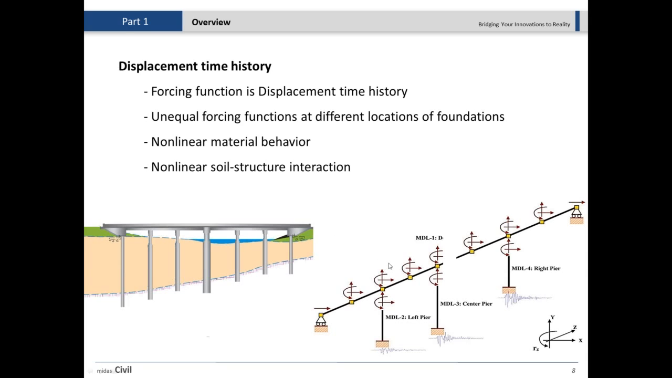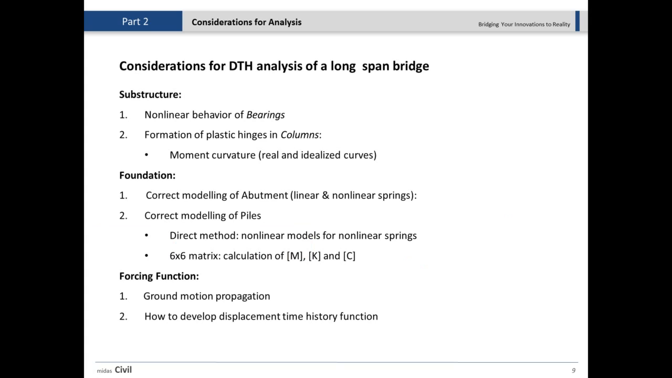Now in this slide you see that we have different forcing functions, and a unique forcing function at different locations of the foundations. We're going to define the nonlinearity for material and the nonlinearity for soil structure interaction. All right, so what considerations do we need for the displacement time history of a long bridge? I'll put it in 3 parts: the substructure, the foundation itself, and finally the forcing function. So these 3 would be the main important parts of this presentation.